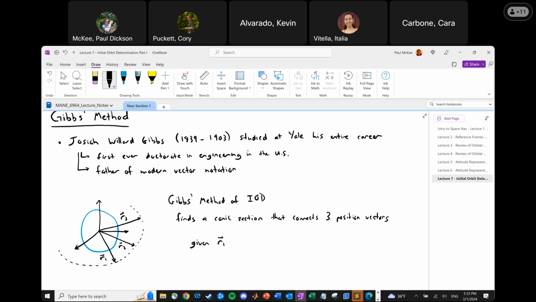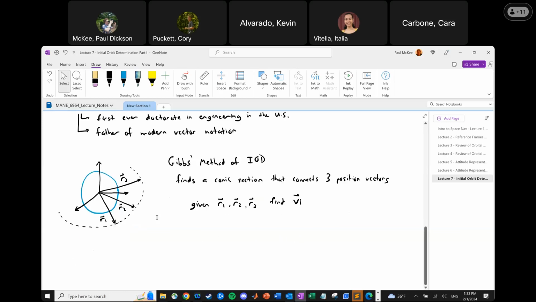Given R1, R2, and R3, find Vi, where i is any of those. Could be V1, V2, V3. Because if you know R1, V1, that's your full state. You've solved the problem. If you know R2, V2, if you know R3, V3, knowing any of those, you're done. You can declare victory, right? So that's what we're going to be trying to accomplish here.